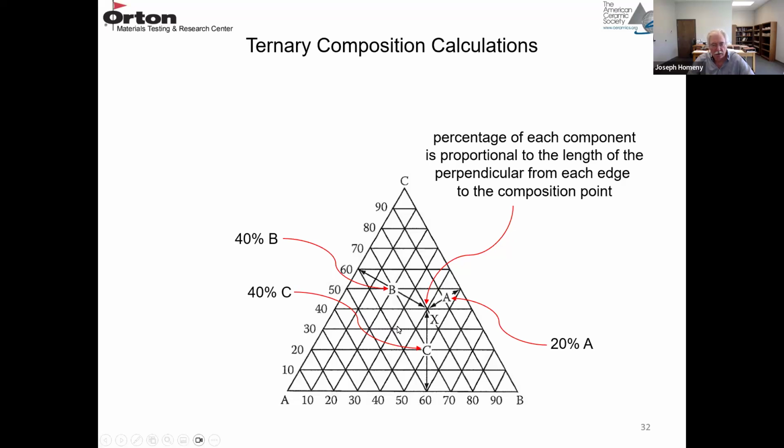This is opposite C. So it's 1, 2, 3, 4 units. That's 40% C. And then B is also 10, 20, 30, 40. So B is 40%. That's a very simple way to figure out the percentages of any point on this ternary phase diagram.